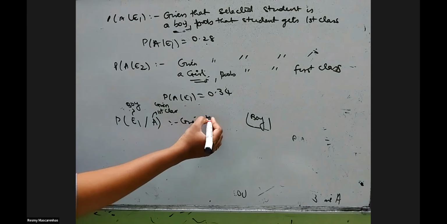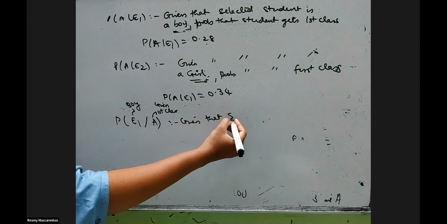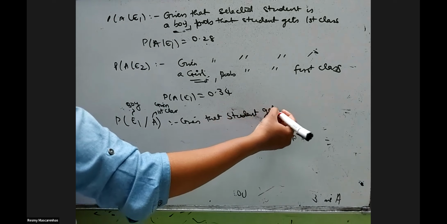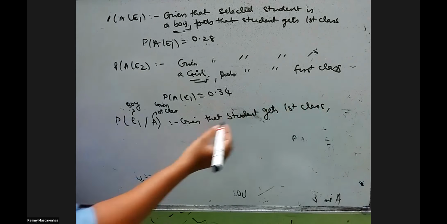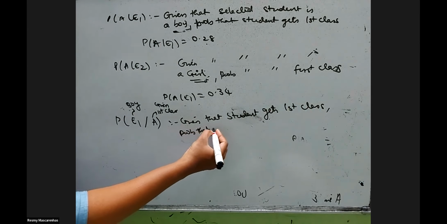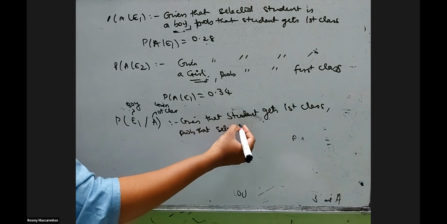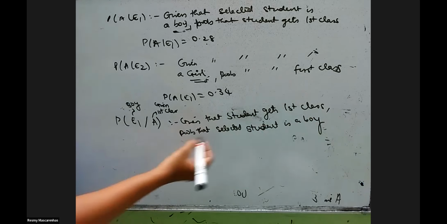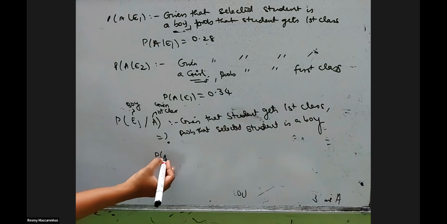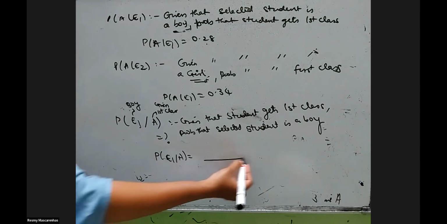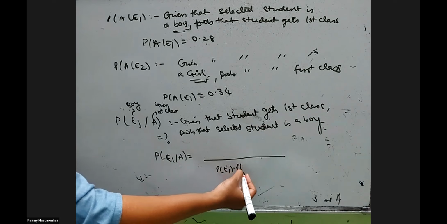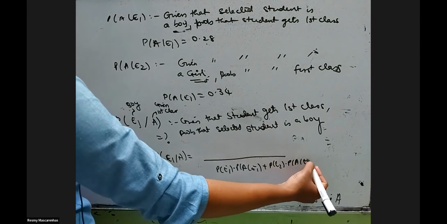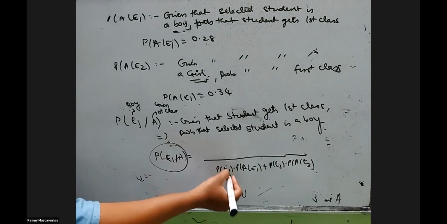Given that the student gets first class, the probability that the selected student is a boy, so this is what we have to calculate. Now because this is E1, this we have to write on top.